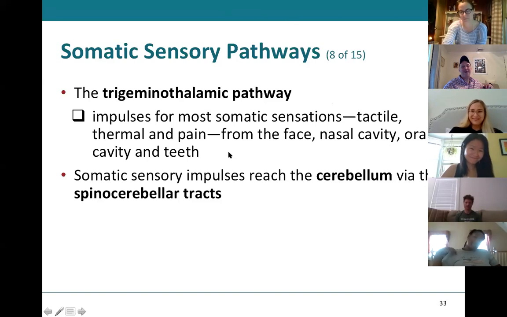There you go. Fantastic. Now, the point is this, remember, what's this trigeminal thalamic thing anyway? Does anybody remember?